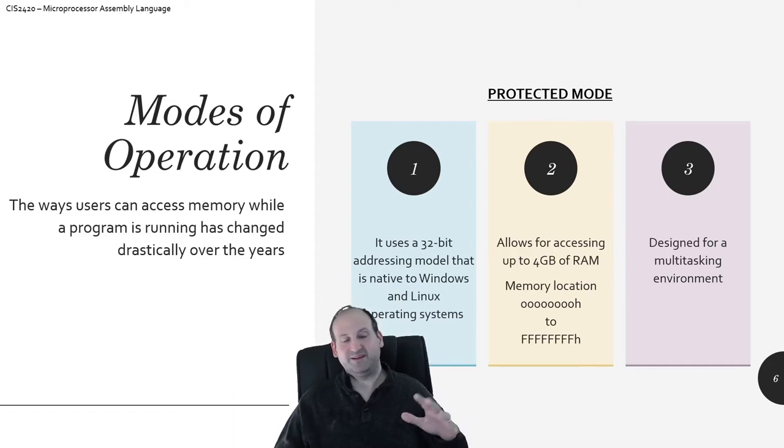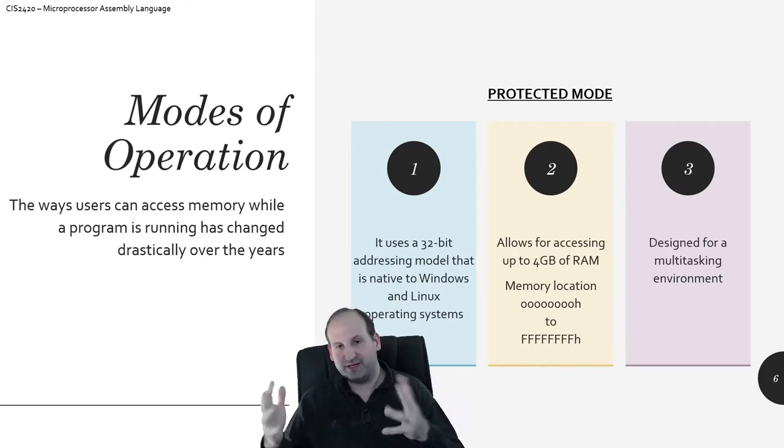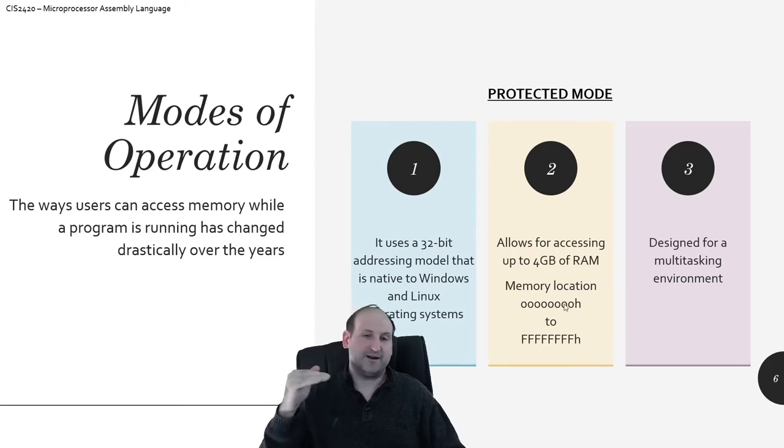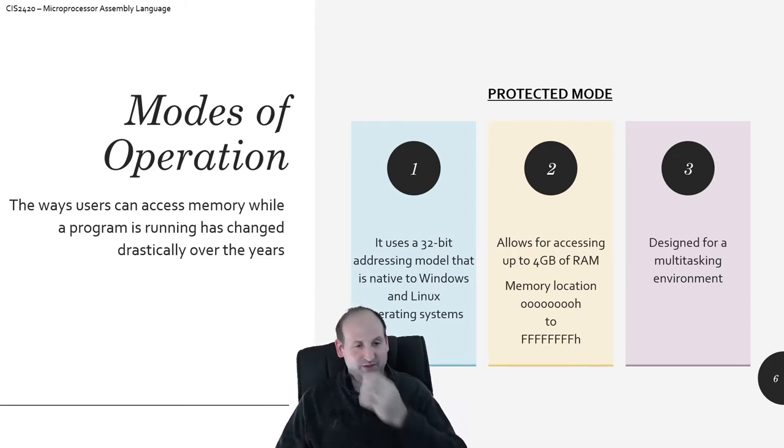And so, a 32-bit or a 64-bit addressing model that is native to whatever operating system we're working on. If we're working in 32 bits, that's why there was a hard cap of RAM for a while at 4 gigabytes, because the largest 32-bit number that you can represent using that space is 4.29 billion. So memory location FFFFFFFF, eight Fs, is the 32-bit quantity that's 4.29 billion.